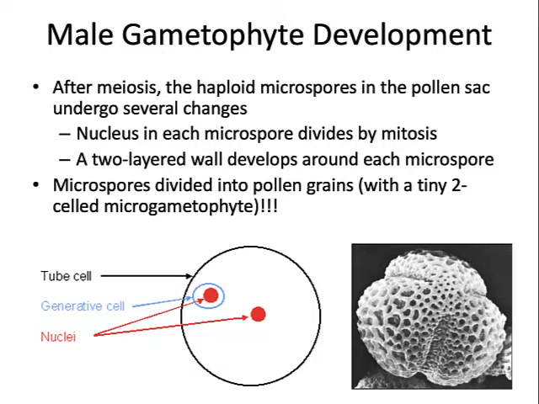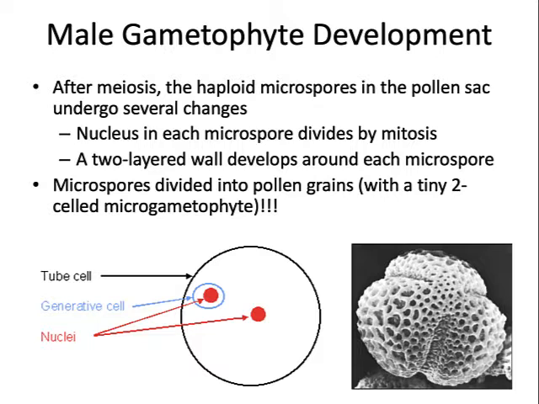After meiosis, the haploid microspores in the pollen sac undergo several changes. For one, the nucleus in each microspore divides by mitosis. Next, a 2-layered wall develops around each microspore. These microspores are divided into pollen grains with a tiny 2-celled microgametophyte contained within. Now, it is compatibility chemicals in the wall that are responsible for stigma recognition of this pollen grain.